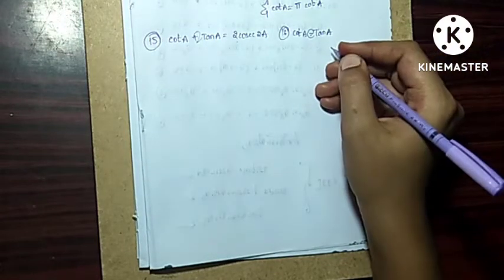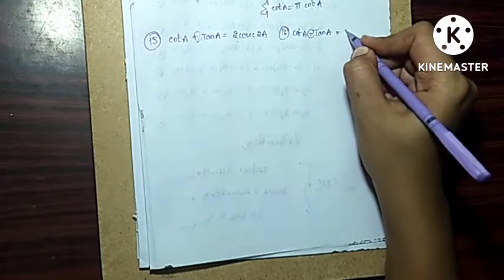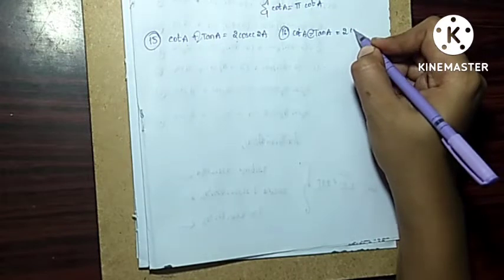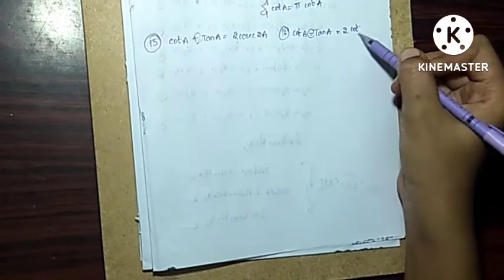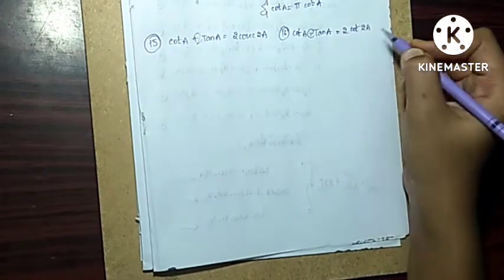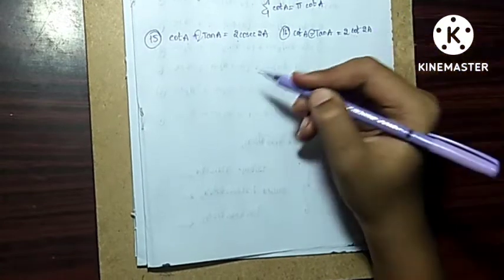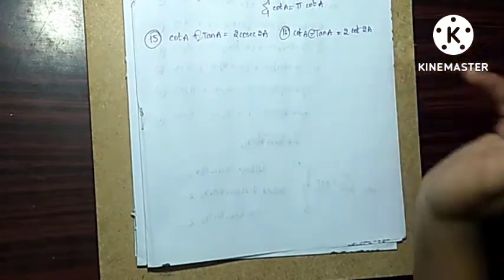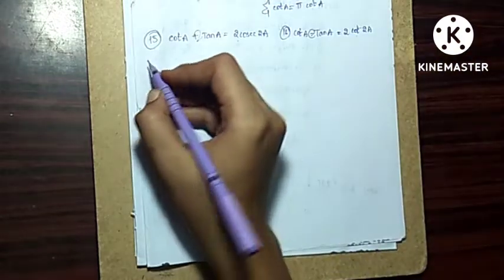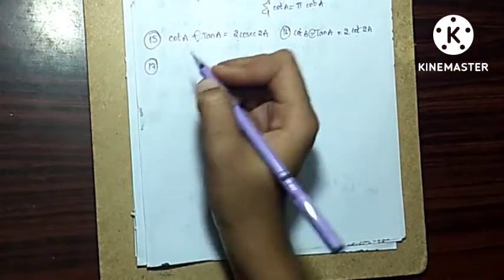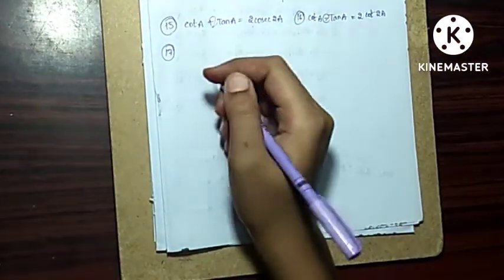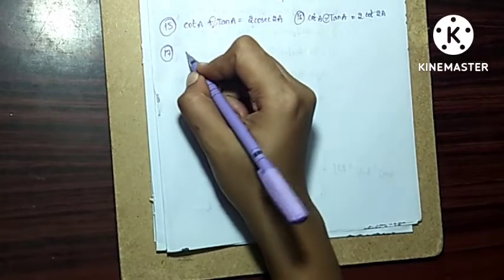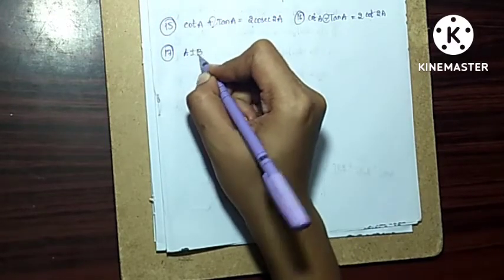Cot A minus tan A is cot 2A. There are 2 terms, cot, and 2A. So for plus we write cosecant and for minus we write cot. That's the difference. Now we will see the 17th formula.